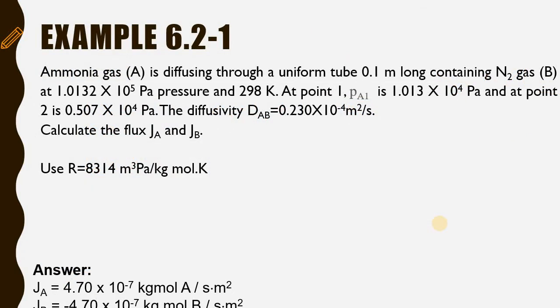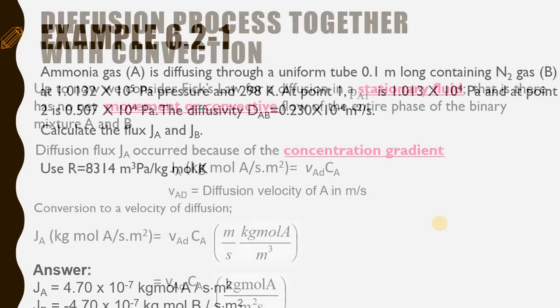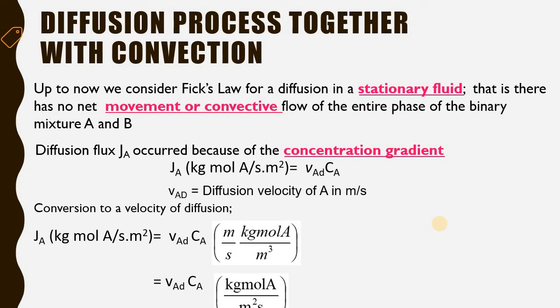This example 6.2-1 we will cover during the tutorial. Let's move to the next type of diffusion, diffusion together with convection. When we consider Fick's law, going back to its definition, it takes into account that the bulk fluid is not moving.